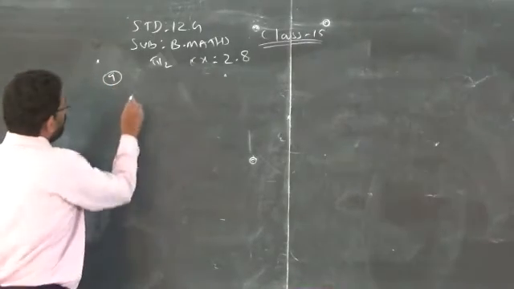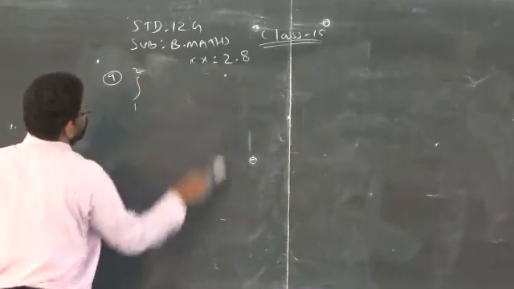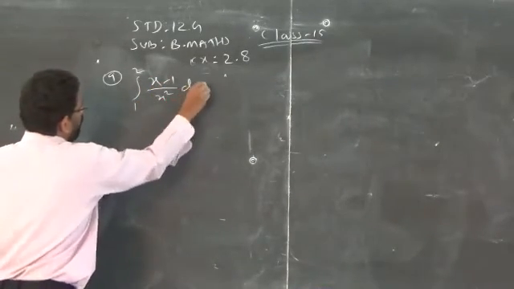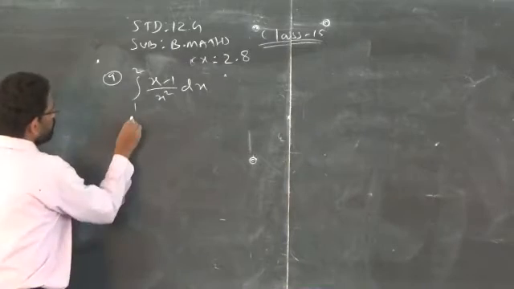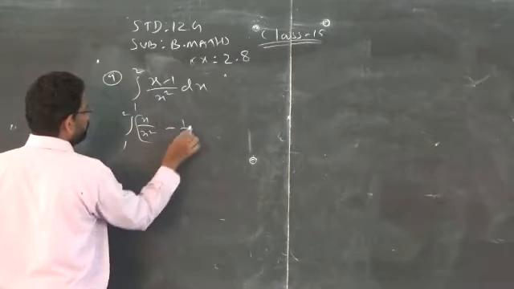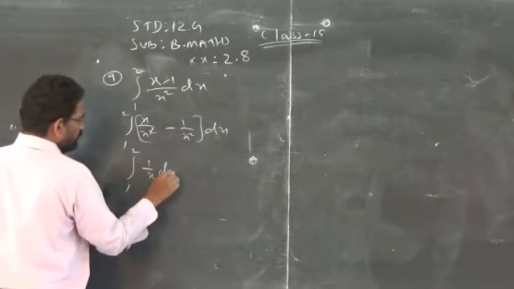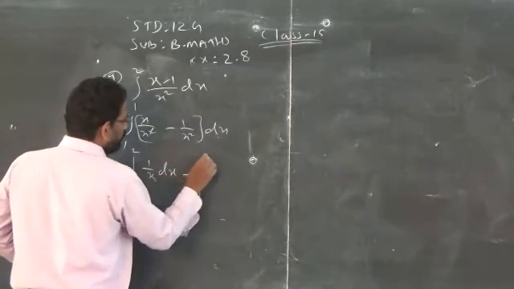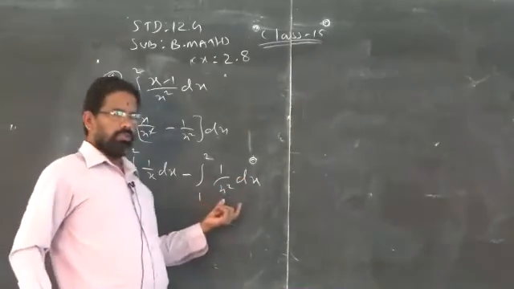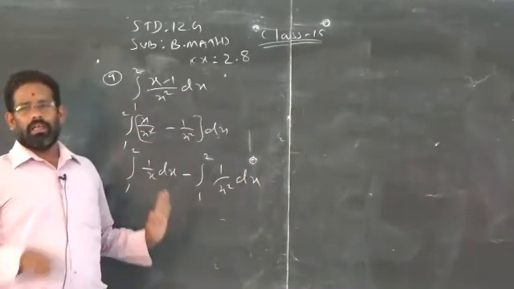Question number 9, integration from 1 to 2 of (x minus 1) by x square. So you just have to separate it as x by x square minus 1 by x square. Then simplify, you will get integration 1 to 2 of 1 by x dx minus integration 1 to 2 of 1 by x square dx. So this is log x, and this you know is minus 1 by x. So replace the upper limit and lower limit for both the cases and write.